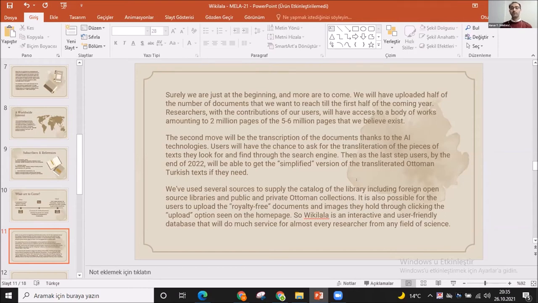The second move will be the transcription of the documents. Thanks to AI technologies, users will have the chance to ask for the transliteration of the pieces of text they find through the search engine. Then, as a last step, by the end of 2022 users will be able to get a simplified version of the transliterated Ottoman Turkish texts if they need it, for example when the text must be simplified for their audience. We have used several sources to supply the catalog of the library, including foreign open source libraries and public and private Ottoman collections.